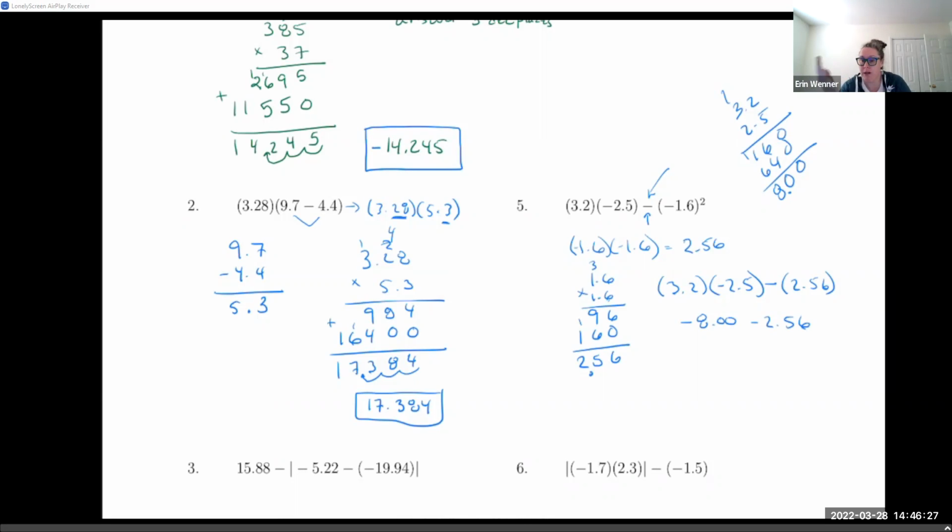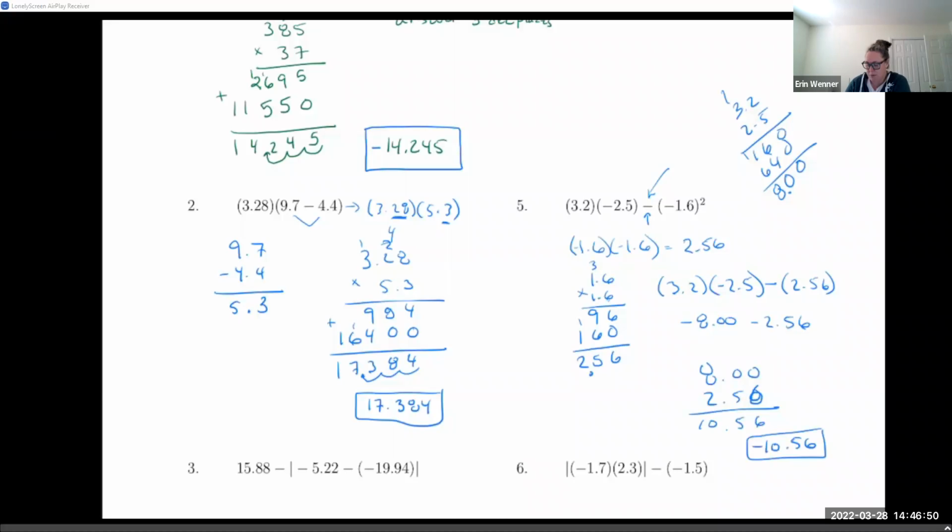So that means we're going more negative. We're going to add these two values up, but our answer is going to end up being a negative number because again, we're starting at negative 8, we're subtracting, so we're going more negative. And we end up with a negative 10.56 as our answer.